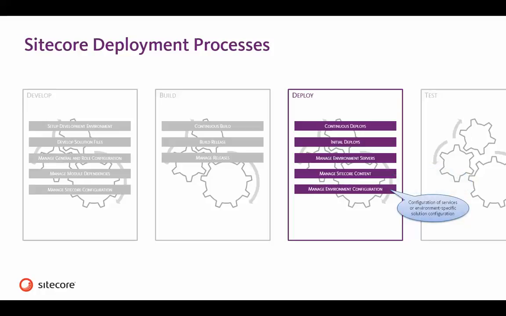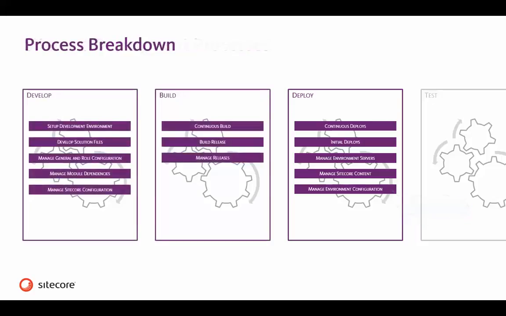And finally, we need to manage environment configurations, so services or environment specific, like connection strings, things like that, across the different environments. The scaling of CD and CM servers in production and UAT, but not in local development, for example, is environment specific configuration. So this would be the overall process.